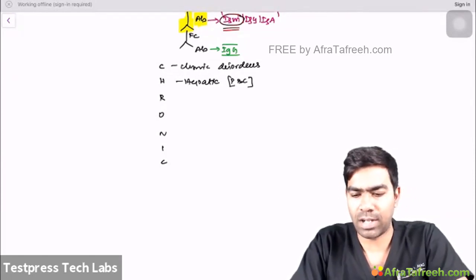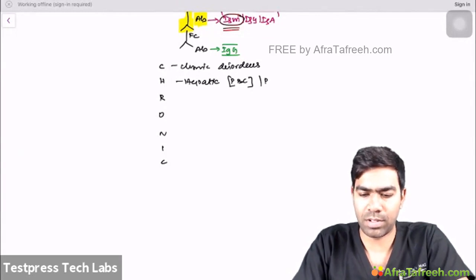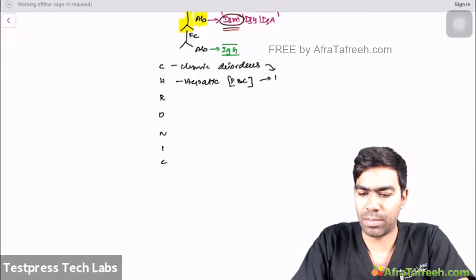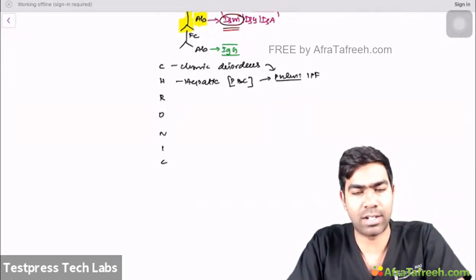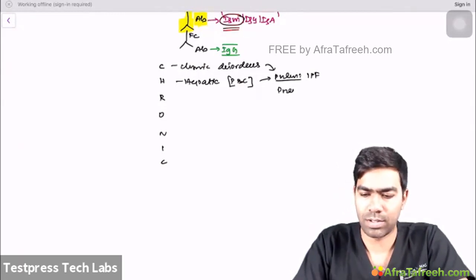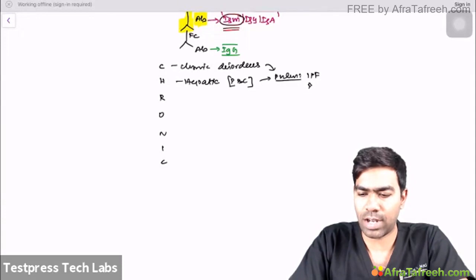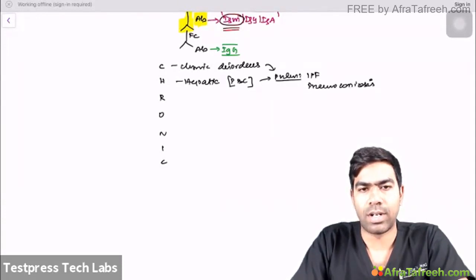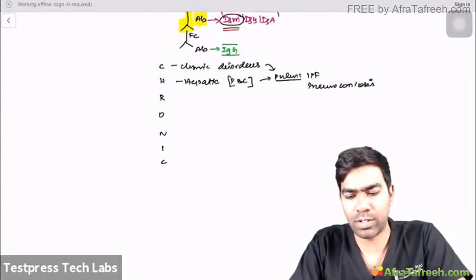And apart from that, you can have pulmonary problems. Chronic, that can also be told under chronic itself. So for example, pulmonary problems like idiopathic pulmonary fibrosis can result in the development of rheumatoid factor, and certain pneumoconiosis also can have a positive rheumatoid factor. Pneumoconiosis, like silicosis and asbestosis, can also have a positive rheumatoid factor.